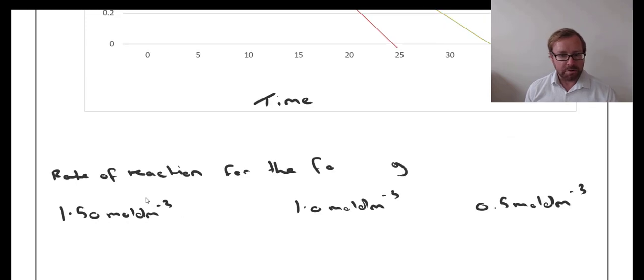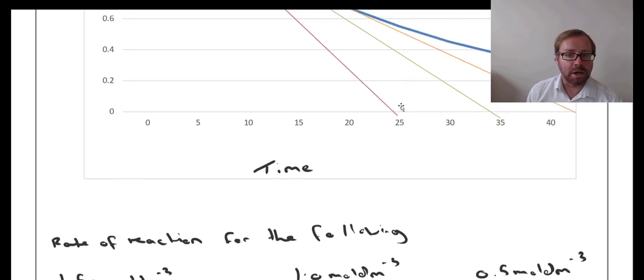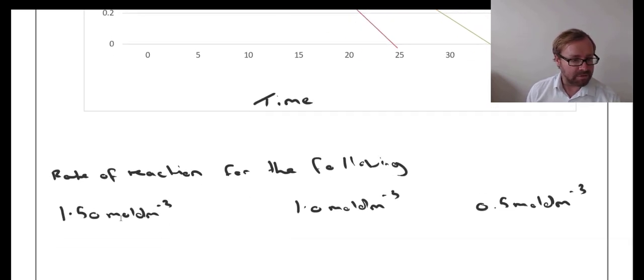So if we look at our rate of reaction for the following. So for 1.5 mol dm^-3. At a concentration of 1.5 mol dm^-3, we have a time of 25 seconds.